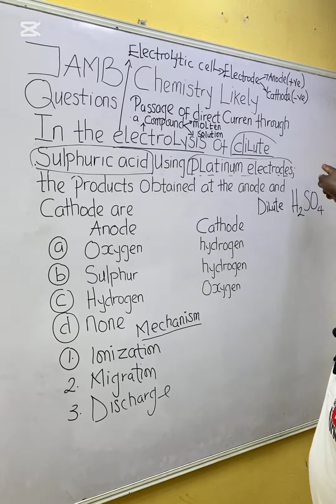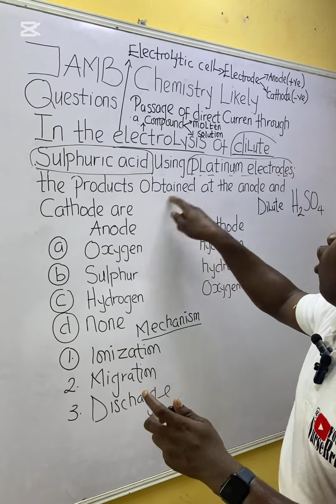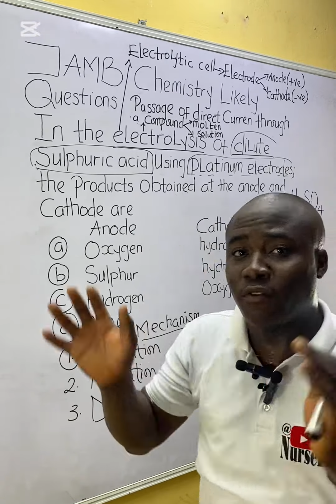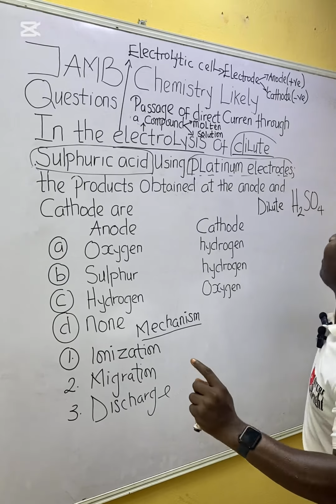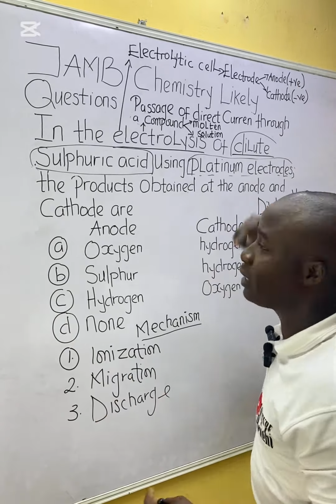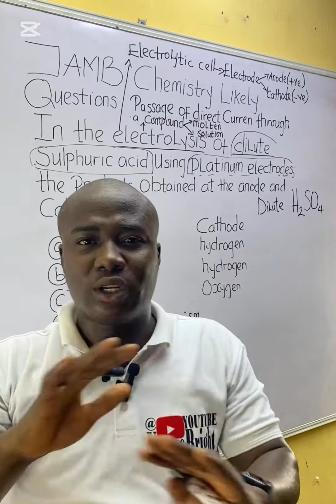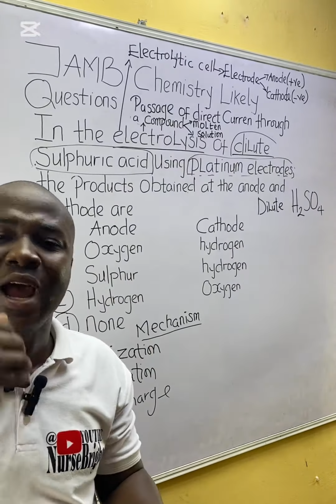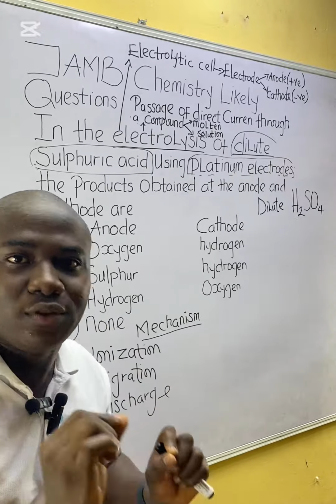So using platinum electrode, the product obtained at the anode and cathode. So at the end of the process, what do we get here? And also what do we get here? That's what the question is asking us. What do we get at the anode and also what do we get at the cathode? That's what the question is all about. And it is very easy. You have to watch closely as I solve this question.